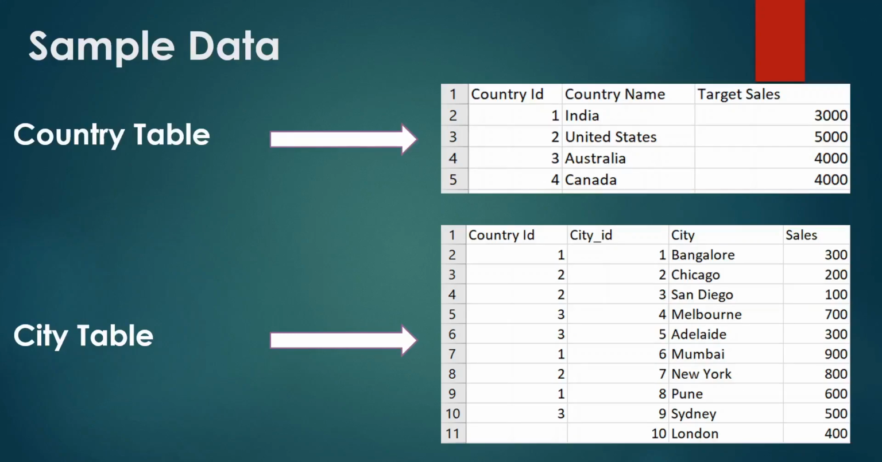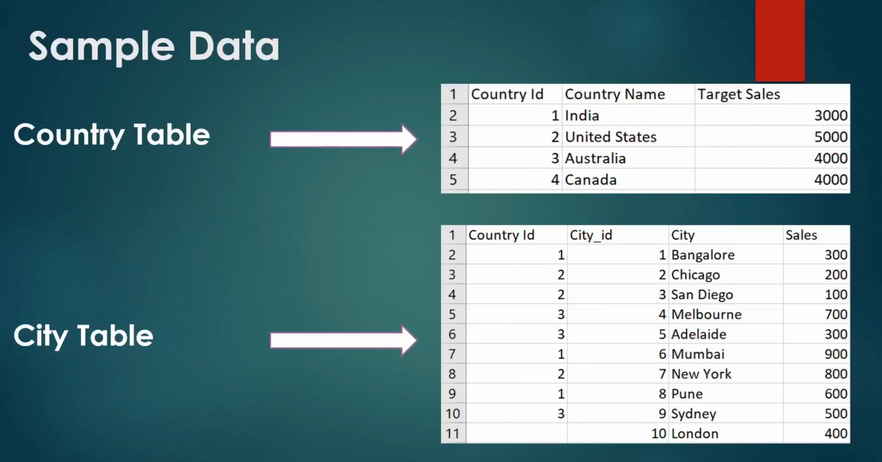I'm going to use a very small data set for your understanding purpose, so that we will be creating a relationship between these two tables, that is country table and city table. I have loaded this data into Excel, and I'm going to join this Excel in my Tableau as a data source, and I'm going to establish a relationship between these two tables.